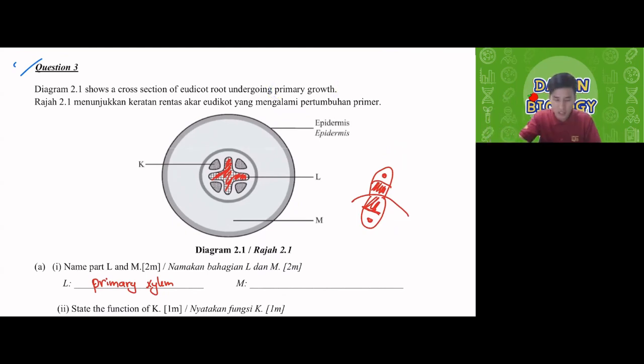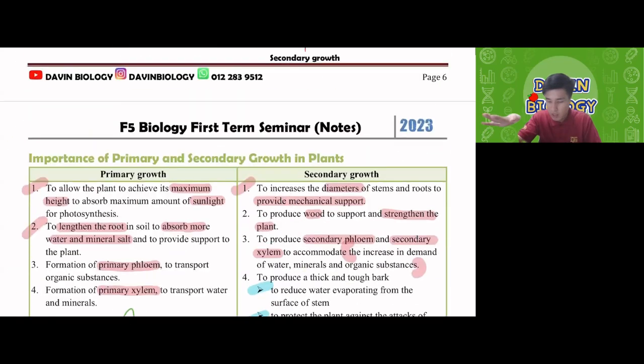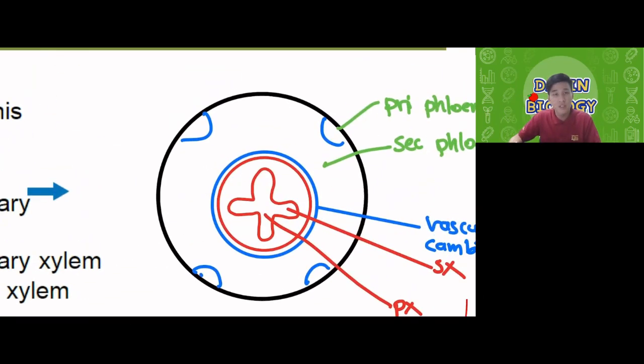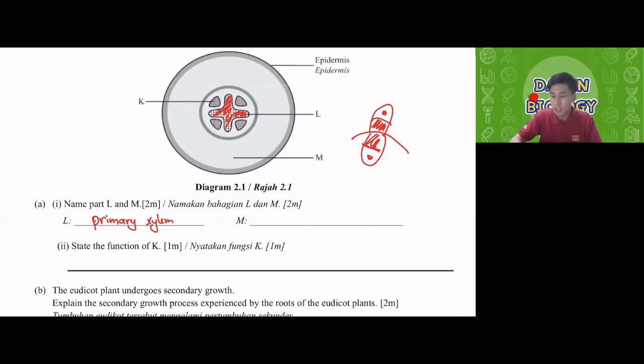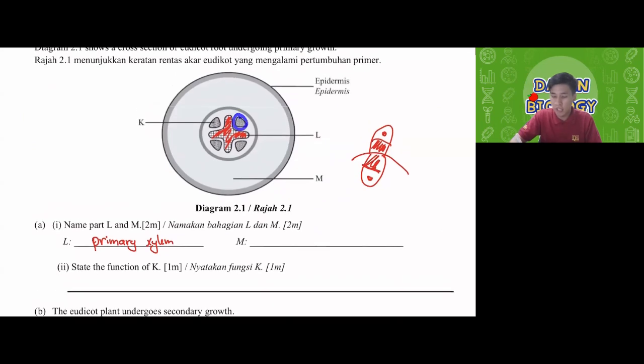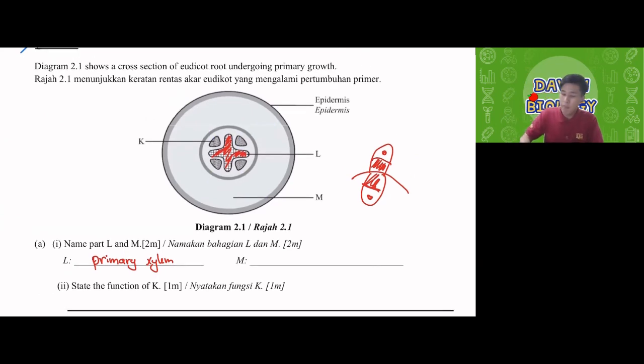It's not secondary, because if it's secondary, it will look like this. Secondary is completely different. If it's secondary, you must see the phloem outside here. So obviously it's primary. Now M is pointing here. M is a part of the root, this, the flesh. So the flesh is what? Cortex.